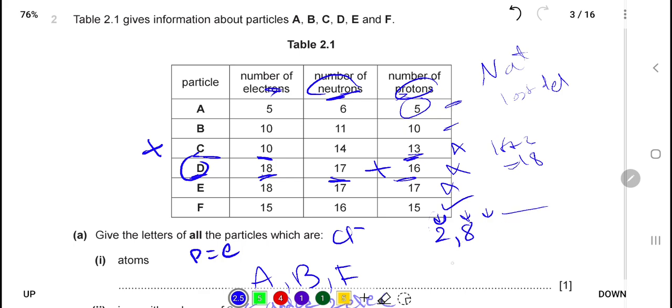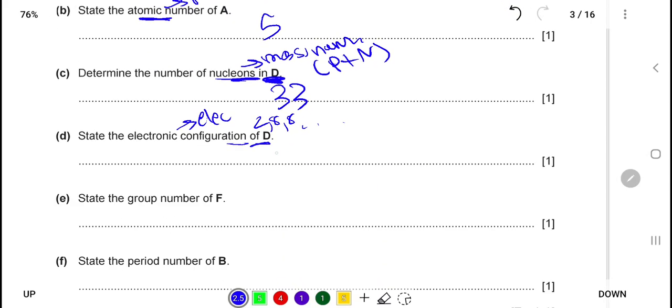Now it's 2, 8, so now it's 10. We have 18, right? So now it's 8. So it's like a full outer shell because it's an ion. Here it gained 2 electrons to become a full outer shell, indicating that D is an ion. So let's pop it in. It's 2, 8, 8.